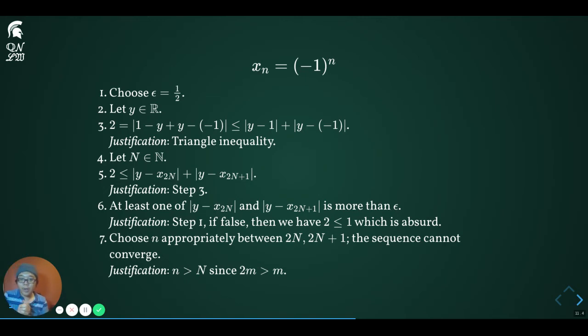So we can choose our small n to be the one that gives the larger distance. This way, we have accomplished our task. We have found the universal epsilon such that for any potential limit y and any index capital N, we can find some index small n, which in this case being twice capital N or twice capital N plus 1 is certainly bigger than capital N, such that the distance of y to x sub small n is at least epsilon. This is exactly what is required to prove divergence.